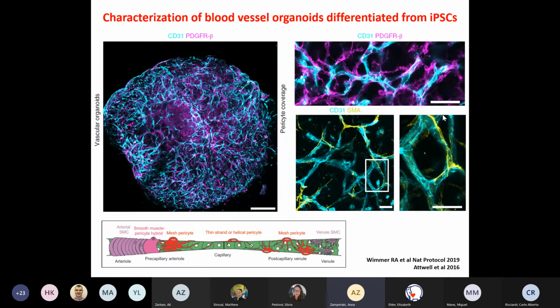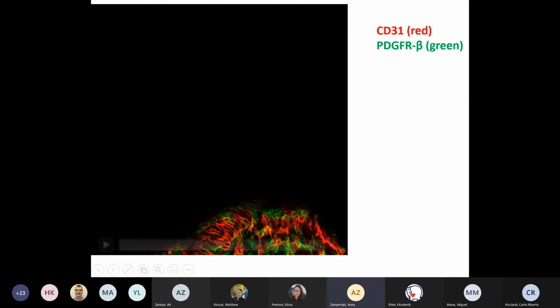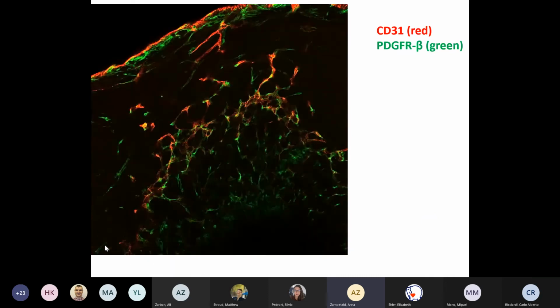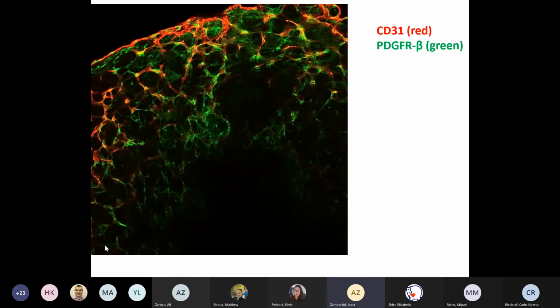Of course, there are also some smooth muscle actin positive cells, but the majority of them are pericytes that are in close contact with CD31 endothelial cells. Now, here I just included a movie to show you how dense the vascular network in these blood vessel organoids is.